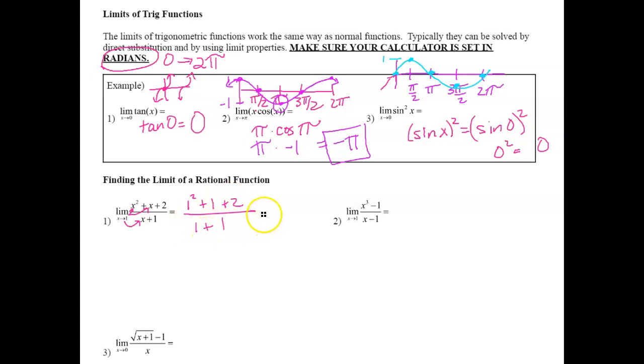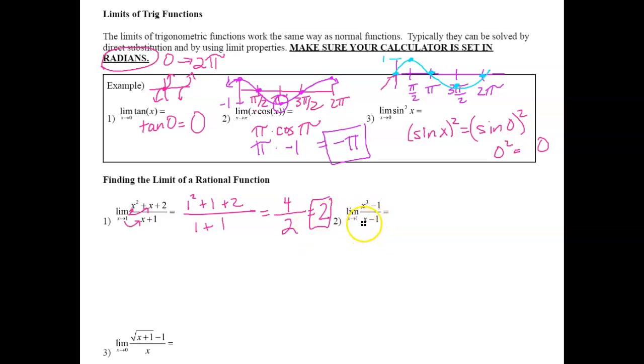Well, we're not going to get undefined in the denominator. So far, algebraic techniques are going to be our go-to. 1 plus 1 plus 2 is 4. 4 divided by 2, so 2 is our limit. Okay, let's try this one.